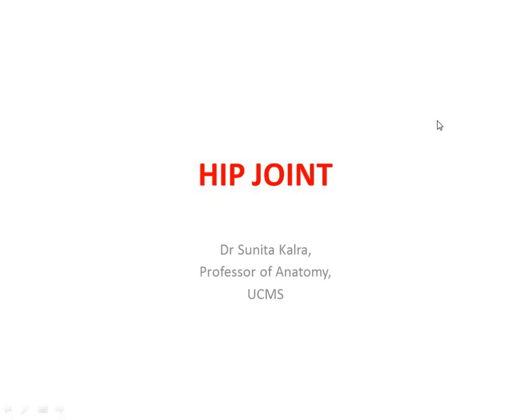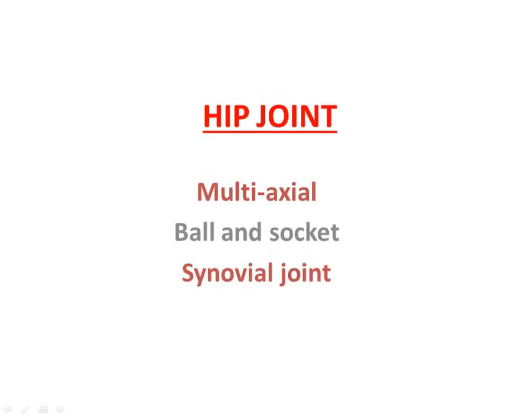But in the shoulder joint, a lot of mobility was possible and stability was quite less. It was more prone to dislocations. As compared to the shoulder joint, in the hip joint mobility is definitely there, but not as much as in the shoulder joint. But stability is much more as compared to the shoulder joint.